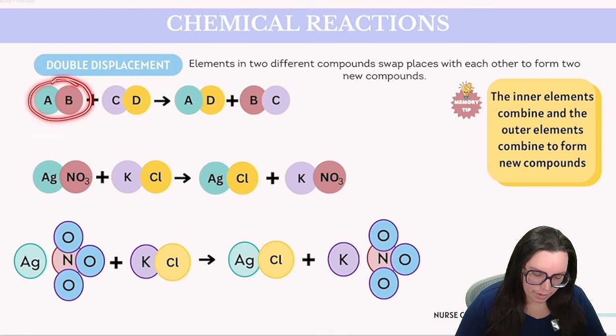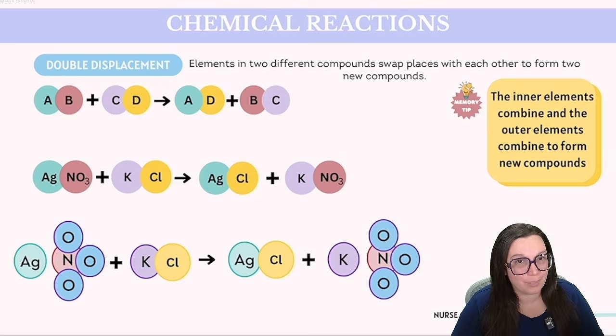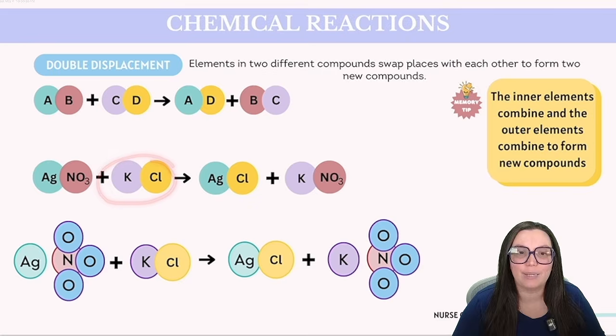So A and B is one compound, and C and D is another compound. As they move over to the product side, A and D are now going to be together, and B and C are now going to be together. Down here we have our first compound, which is silver nitrate. Our next compound is going to be potassium chloride.